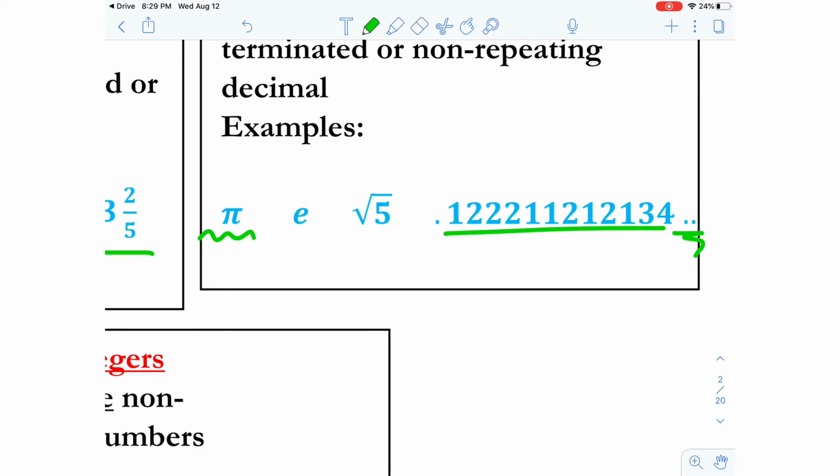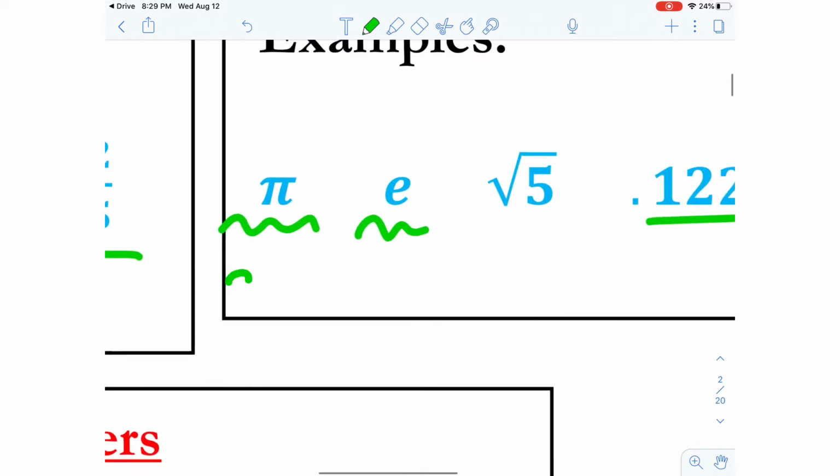Another famous irrational number is the number e. It's something we're going to use a little bit more this year. You've probably never seen it before, but it is an irrational number. Again, it's a decimal. We all know pi is 3.14, but it goes on forever.